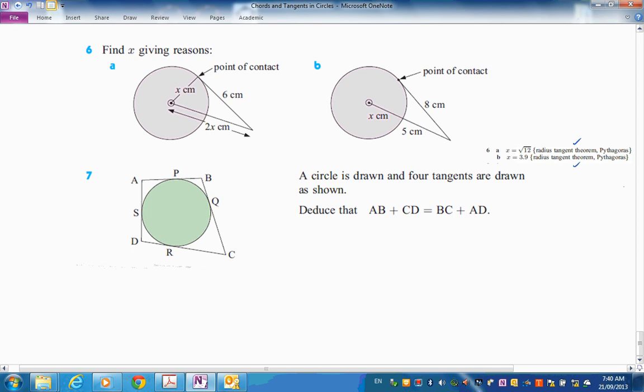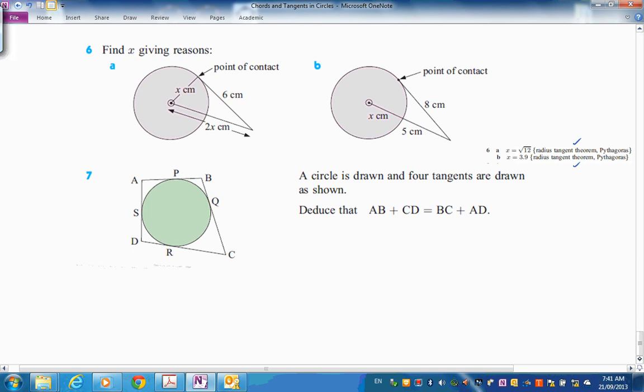So what I'd like you to do is to pause the presentation now and see how you go with all 3 of these, 6A and B, and check your answers over there, and 7. And then I'm going to come back and do 7, because I think 7 needs a bit of explanation. Okay, so pause the presentation, have a go.